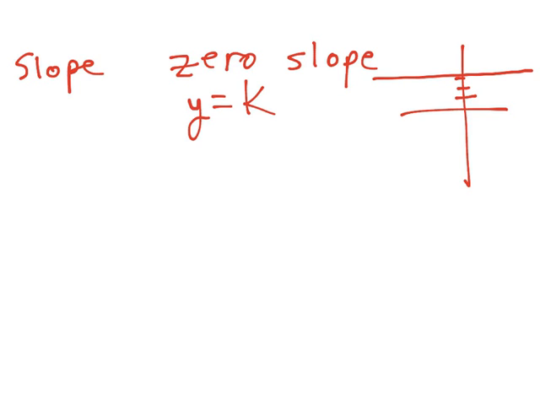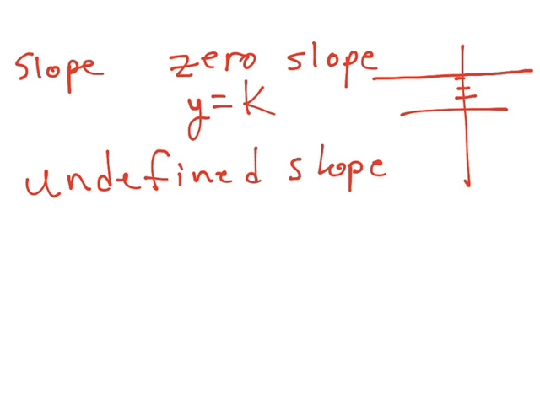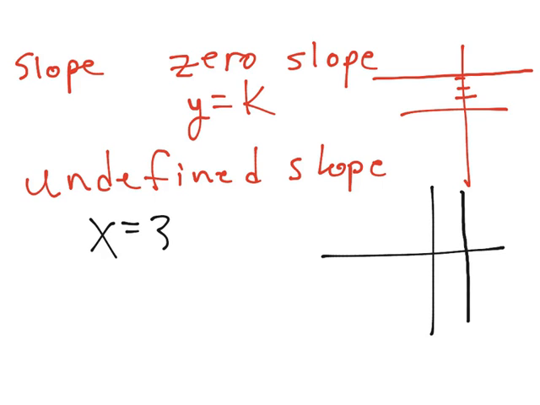The other one is called undefined slope, and basically it is a vertical line. Okay, and you're going to have x equals, I don't know, let's use 3 again. Okay, if x equals 3, then it's a constant. Okay, and if it's a constant, it means I have no y-intercept.